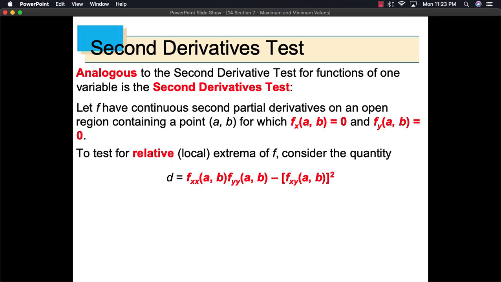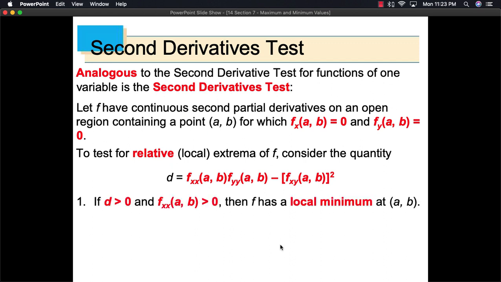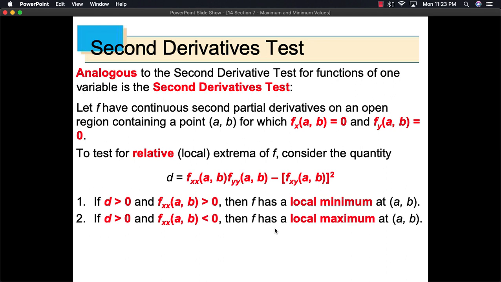Now, once you have this calculated, it will give you a positive or negative number. If it's positive, and on top of that, the second partial with respect to x is also positive, then you have yourself a local minimum. If you literally follow this, you'll have a local minimum, guaranteed. Now, case 2 is similar. Again, if D is greater than 0, but this time the second derivative with respect to x is negative, then you'll have on your hands a local max.